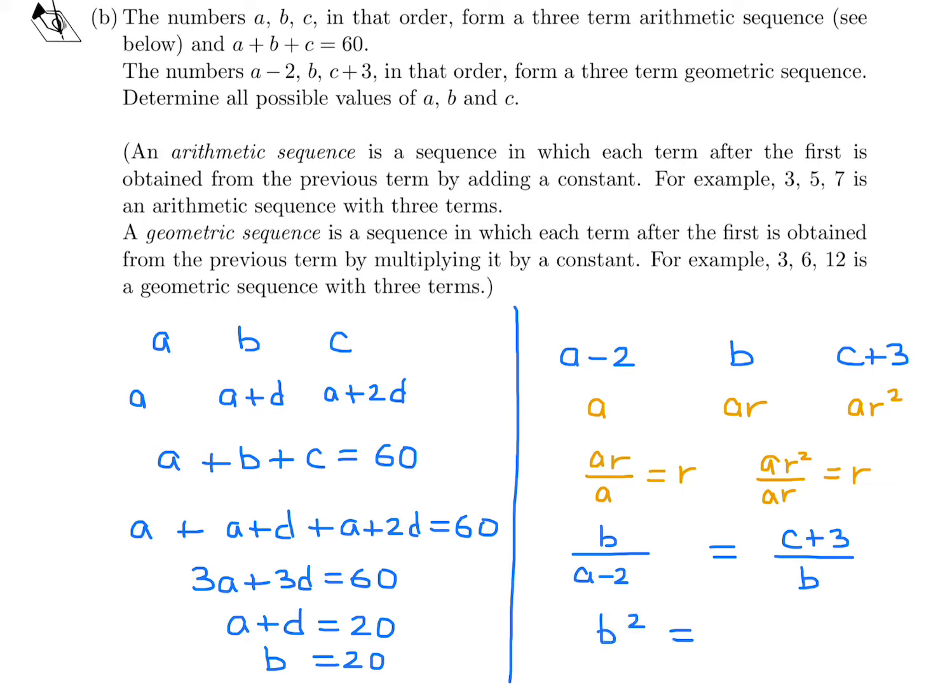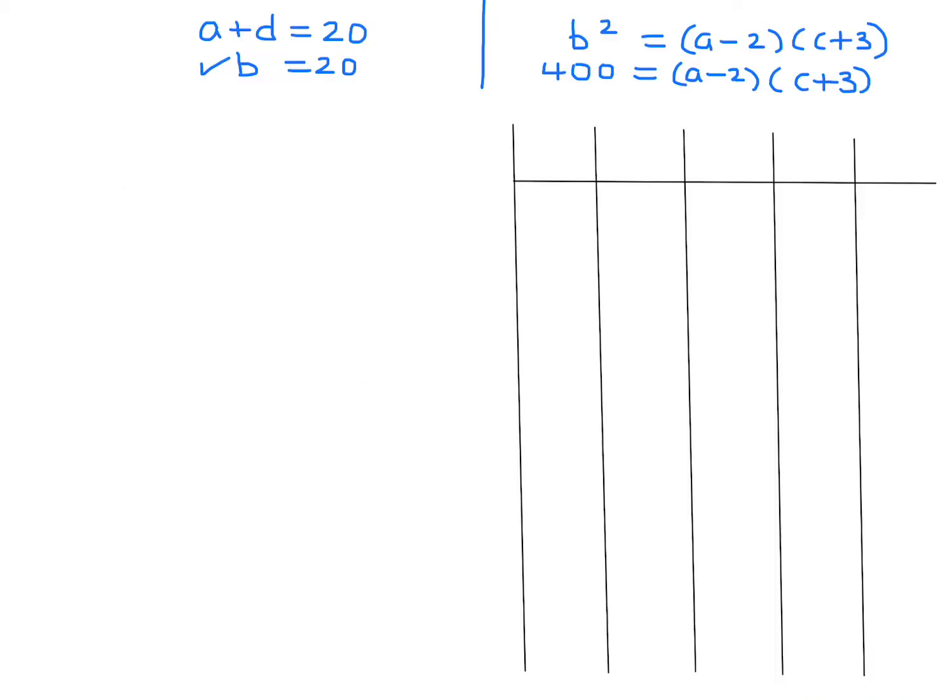So cross multiplying, I get B squared is equal to A minus 2 times C plus 3. The good news is B, we know the actual numerical value, so B squared is going to be 400. A minus 2 times C plus 3. So at this point, we can make a table and move forward. All right, so we've got A minus 2, C plus 3, and then we can figure out the values of A and C, and then B is always going to be 20, right? Because we figured that out up here.